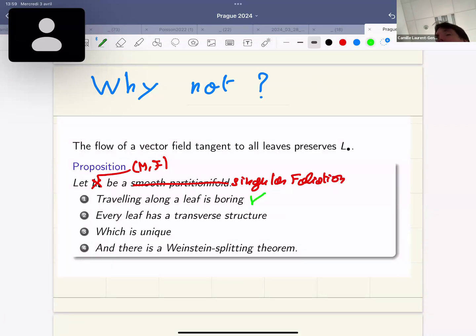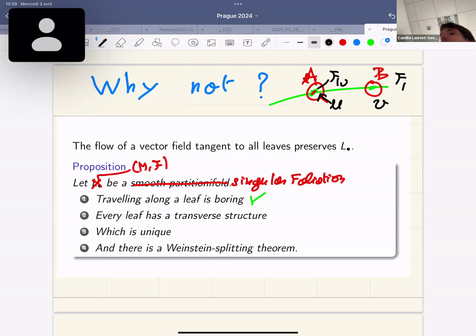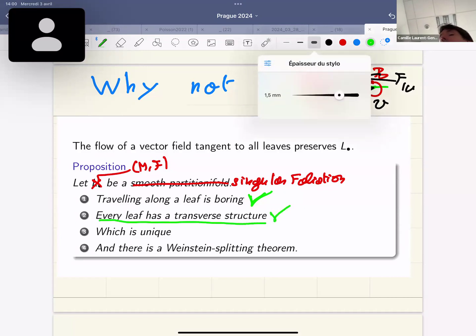Well, this remains true. If I take two points of the same leaf, A and B, there are neighborhoods U and V on which F restricted to U and F restricted to V are isomorphic. Moreover, the isomorphism takes this point to this point. So traveling along the leaf is boring still holds true for singular foliation. This still holds true also.